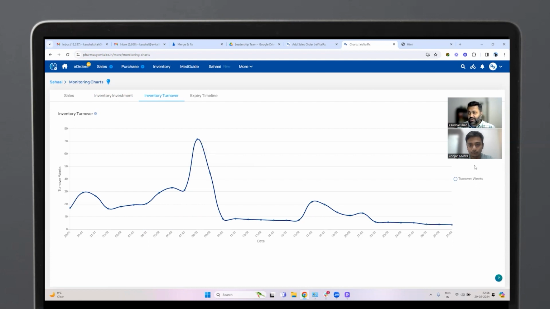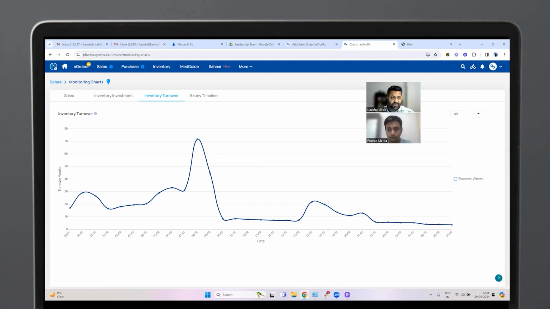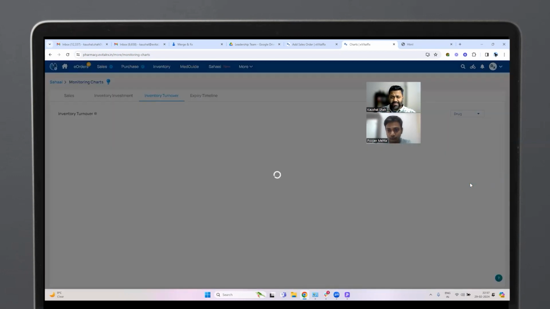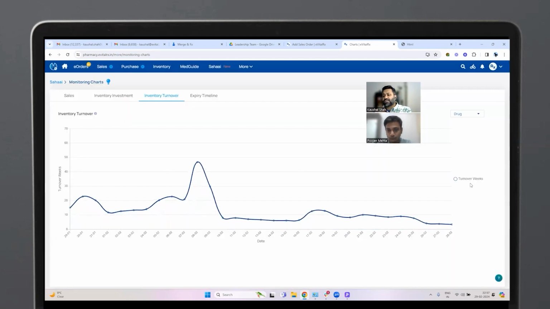You are shooting for lower. Now, I know what you're all thinking. You're basically saying this is for my all inventory. But how do I know which category is actually not performing well, right? What if I am really doing well with my drugs, but I'm not really doing well with my OTC? So here you can drill down on any particular category, and it will recreate that chart automatically.